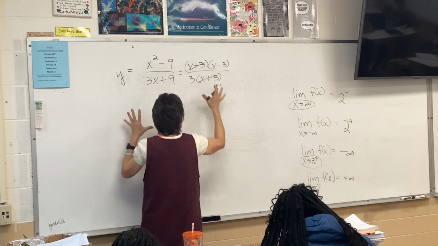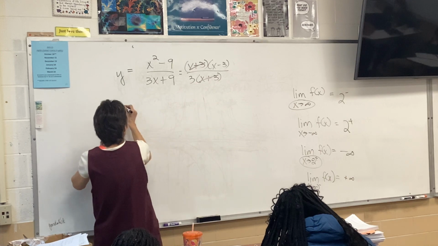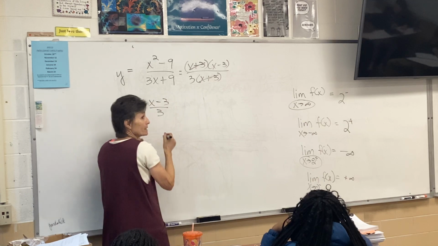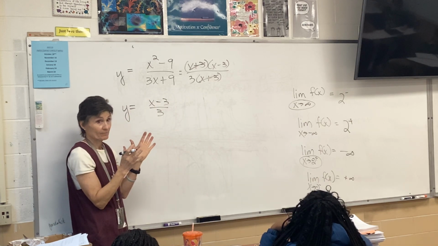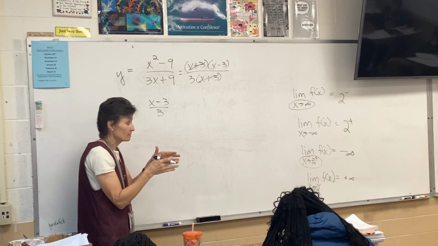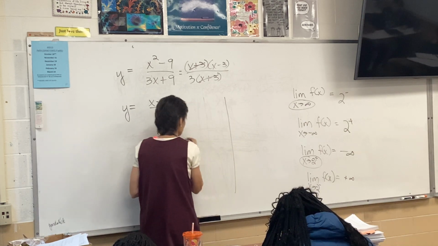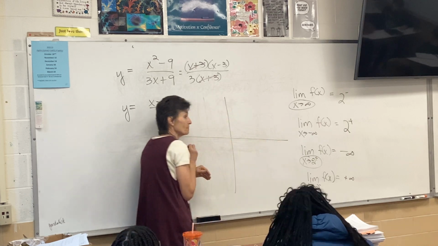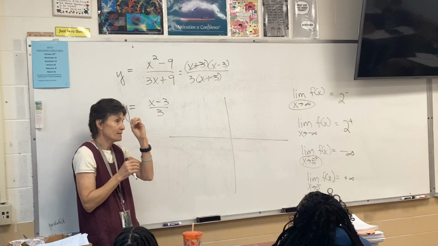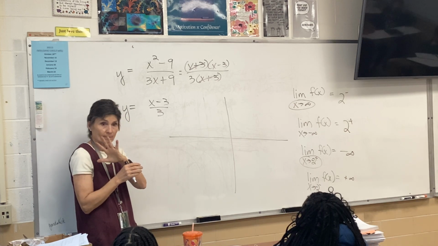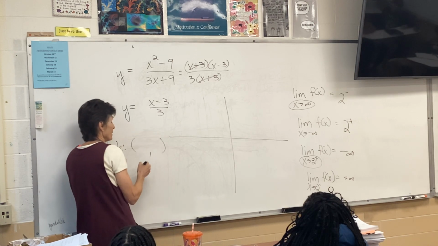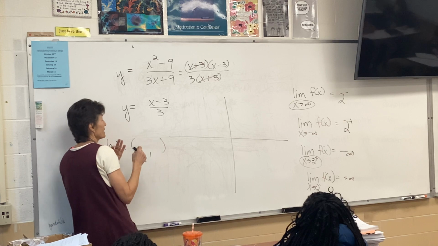Our new equation is y equals x minus 3 over 3. That's all that's left. Would everybody agree with that? So that's what I'm gonna be graphing. Now, the fact that something canceled means I will have a gap, an open dot, a hole in my picture. The hole always happens at whatever x value got canceled out.